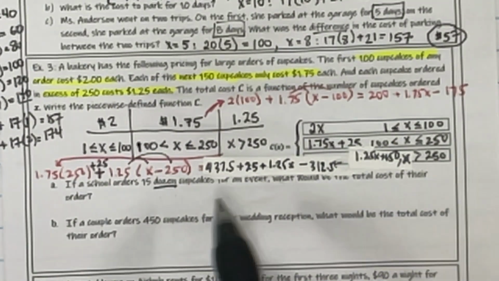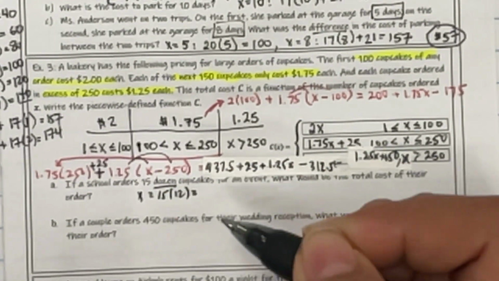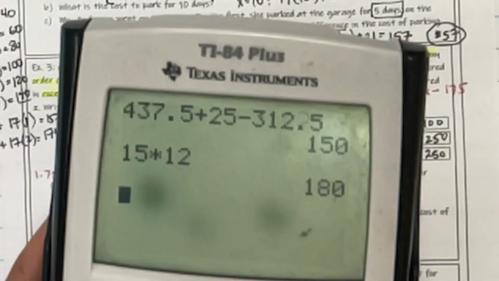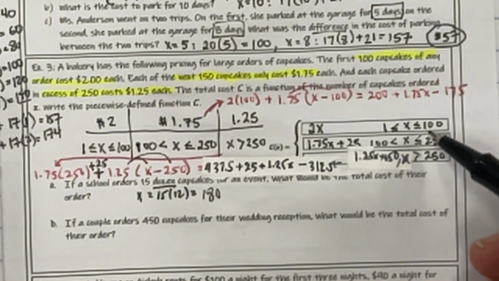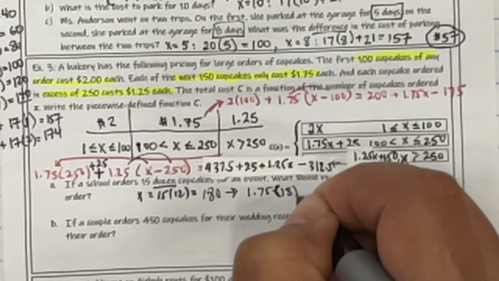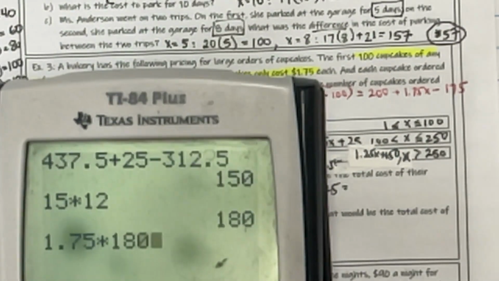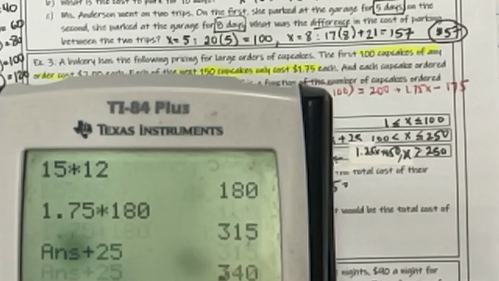You can evaluate 15 dozen cupcakes. And what does a dozen mean? Times 12. So it's 15 times 12, which is equal to 180. So which equation would I need for 180? The one in the middle. So 1.75 times 180, plus 25. Put all that in a calculator. You get $340.